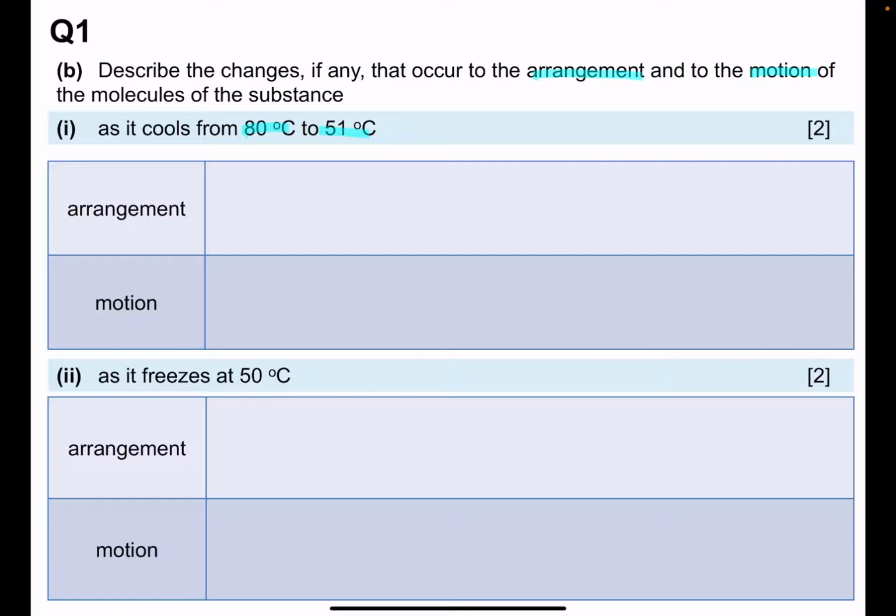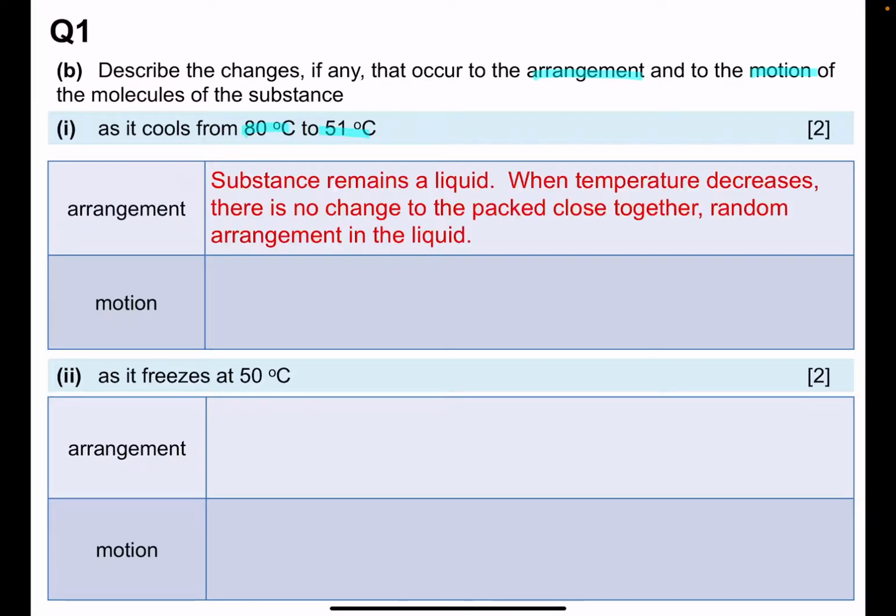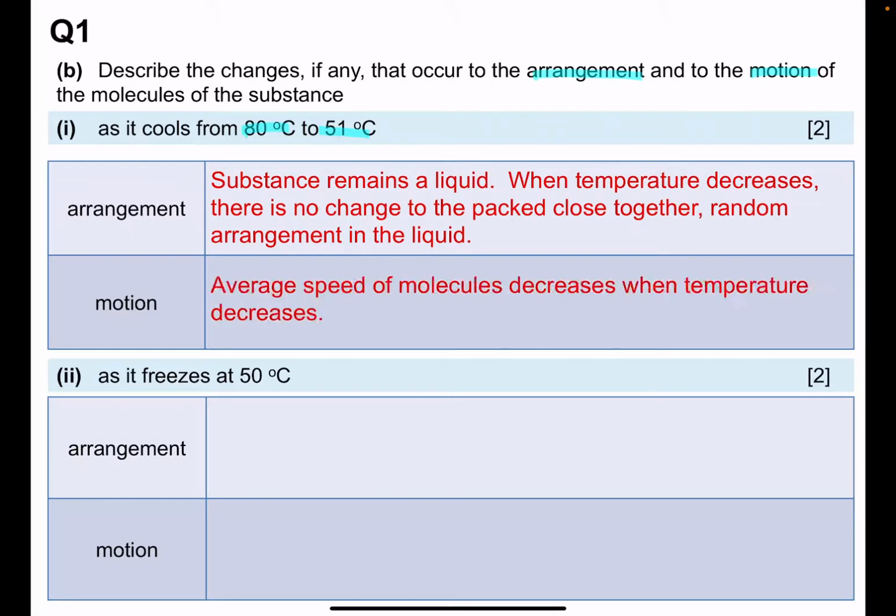So between 80 degrees Celsius to 51 degrees Celsius, the substance remains a liquid. So, substance remains a liquid when temperature decreases. There is no change to the packed close together and random arrangement in the liquid. However, for the motion, the average speed of the molecules will decrease when the temperature decreases.